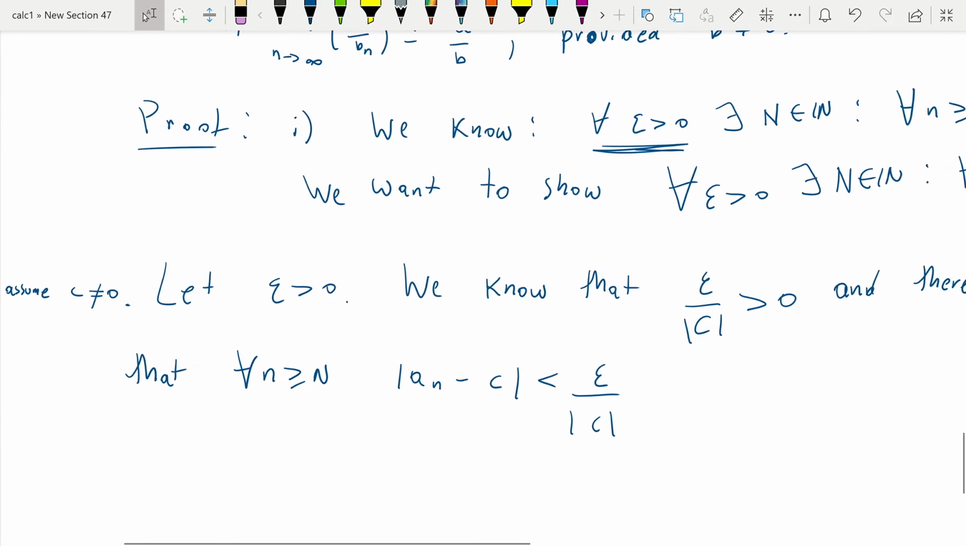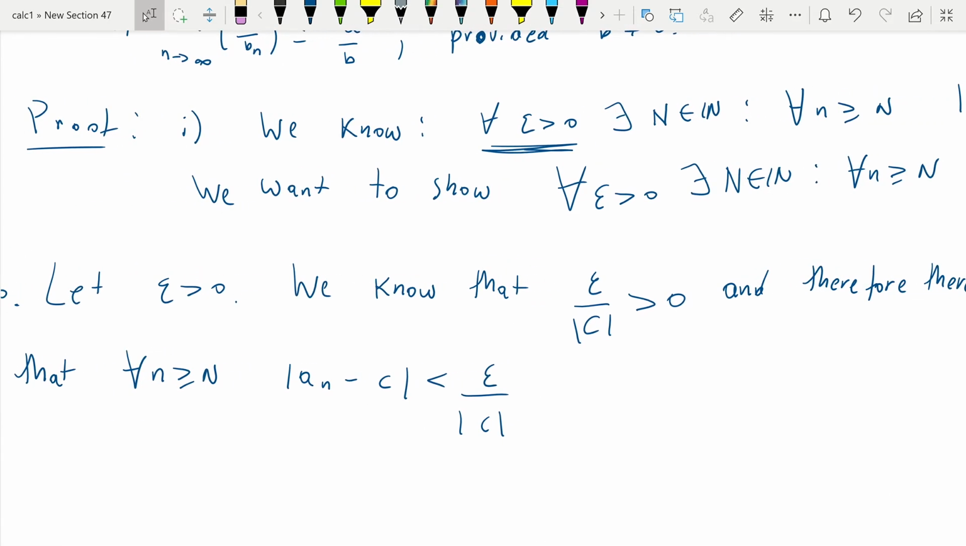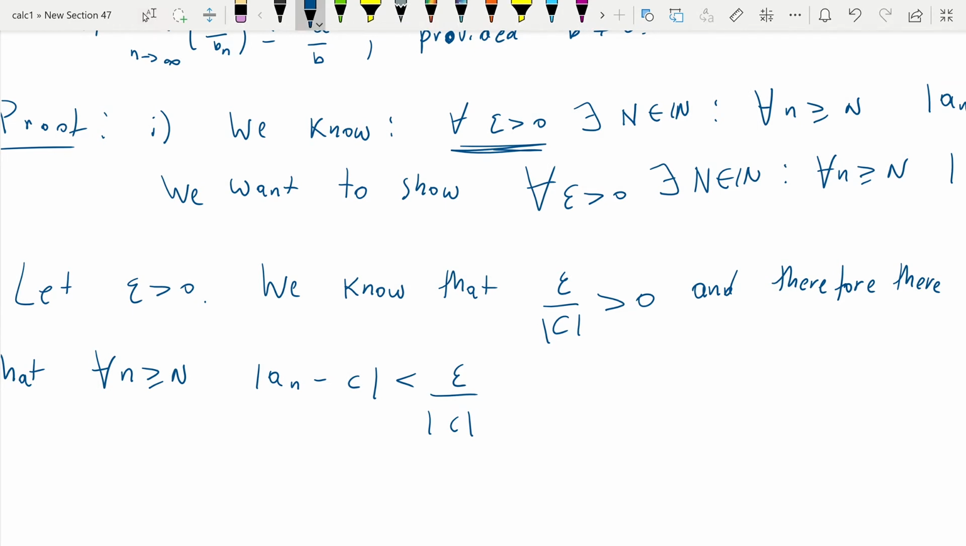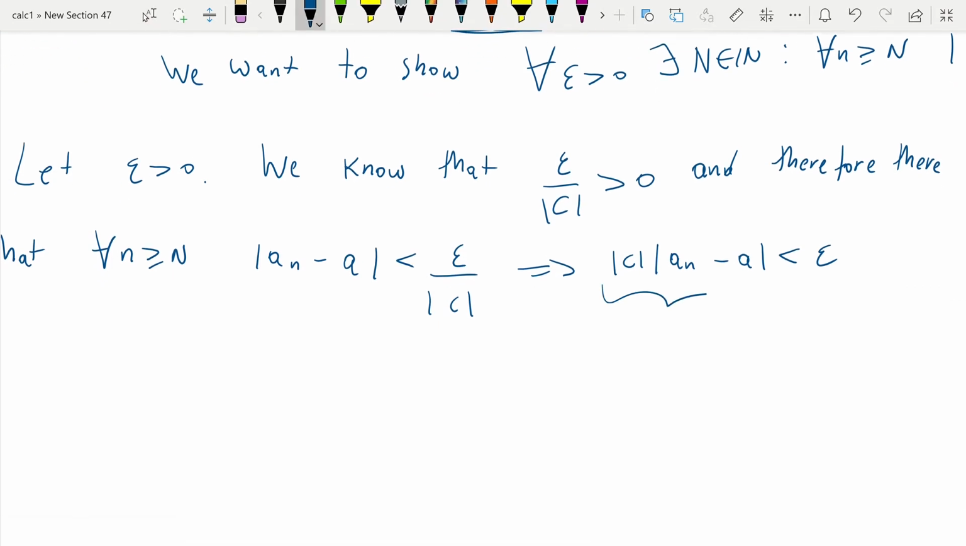So for all n greater than or equal to N, the absolute value of a_n minus a is going to be less than epsilon over the absolute value of c, which implies, just by basic algebra, that we multiply by the absolute value of c on both sides. Oh, this is a_n minus a, I'm sorry. The absolute value of c times the absolute value of a_n minus a is going to be less than epsilon. But this is equal to the absolute value of c a_n minus c a.